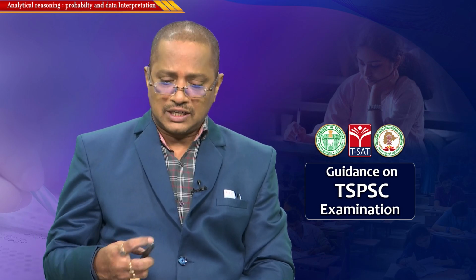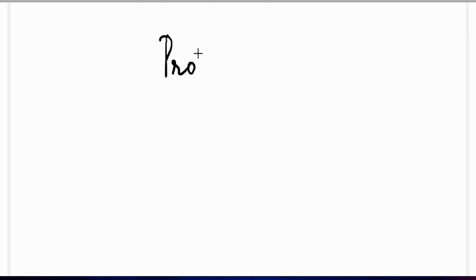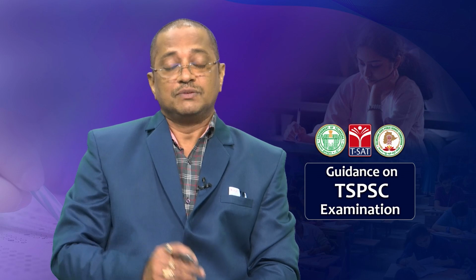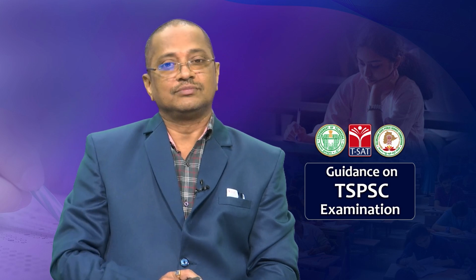Okay, so here we are using a concept called probability. Probability means, when a coin is tossed, what will happen? You may get head or you may get tail. When two coins are tossed, what is the probability to get two heads or what is the probability to get two tails? This is one way.